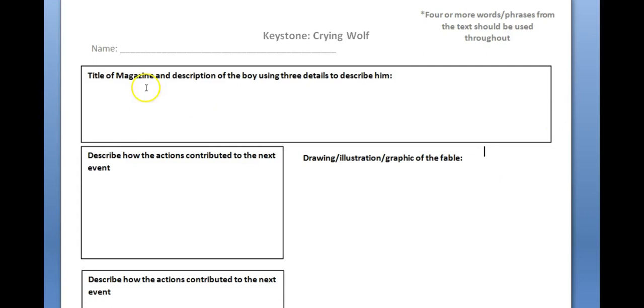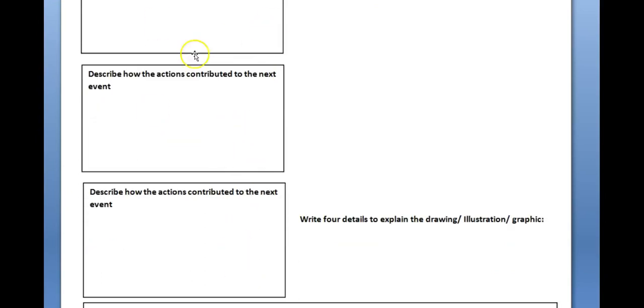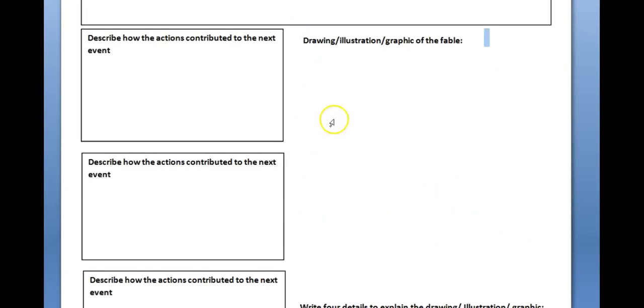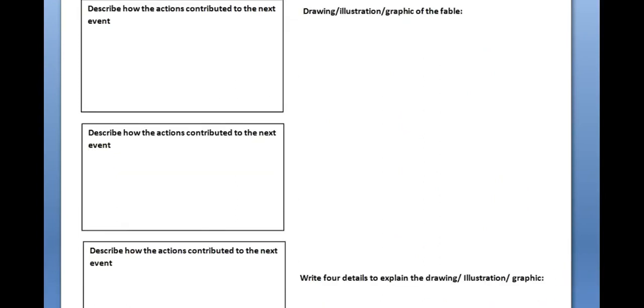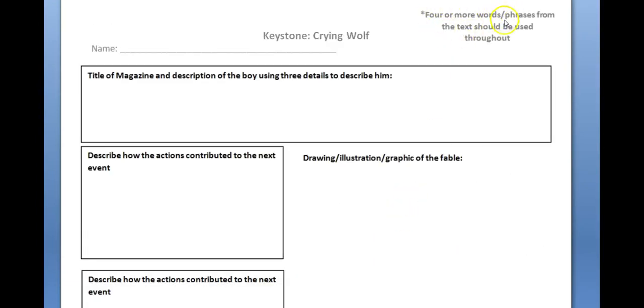So it's very easy. They're going to give a title of a magazine and a description of the boy using the 3 details to describe him. So they're describing the main character. They're going to describe the actions, and how they contribute to the next event. So there's 3 of them. They're going to write 4 details describing or adding to their illustration that they're including here. They're going to identify the message of the fable and give 2 supporting details. And within all of that, they need to include 4 or more words and phrases from the text. So these are more domain-specific words.